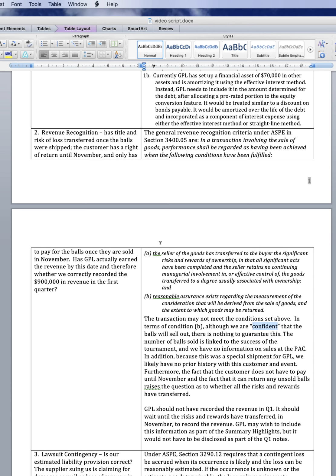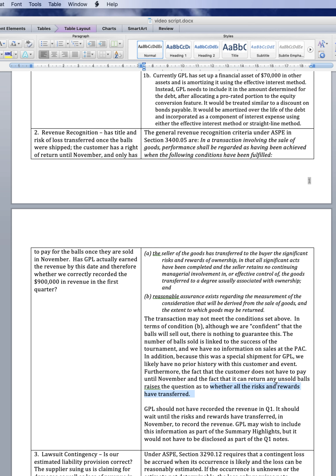Now, the other fact, and it relates more to A, is that the customer doesn't have to pay for the balls until November, and they can return any unsold balls. So it's really questionable whether the risks and rewards of ownership have even been transferred to the buyer at this point. So I don't think either A or B, to my satisfaction, have been met. So I would say GPL shouldn't record the revenue in the quarter. They should wait until the risks and rewards of ownership have been transferred and they have stronger reasonable assurance of what the revenue is going to be after that November month has come and gone.